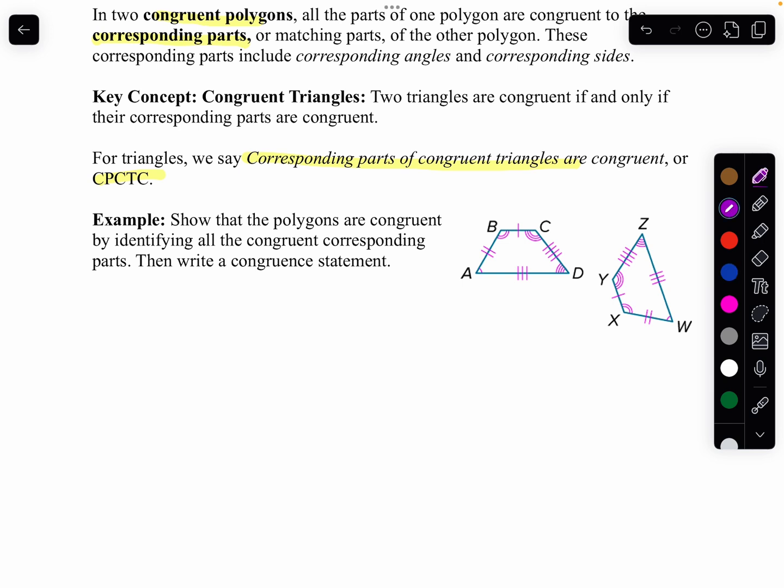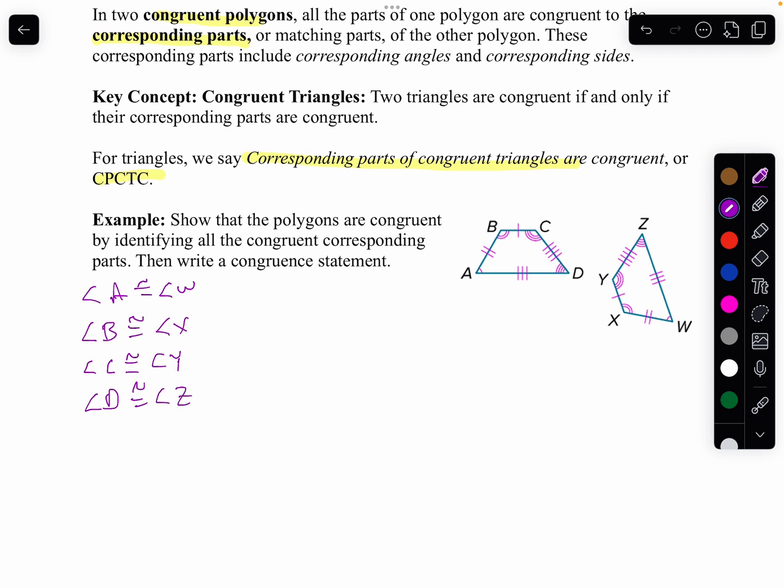Let's start with the angles. I know angle A is congruent to angle W because they both have one arc. Angle B is congruent to angle X. Angle C is congruent to angle Y. And angle D is congruent to angle Z.